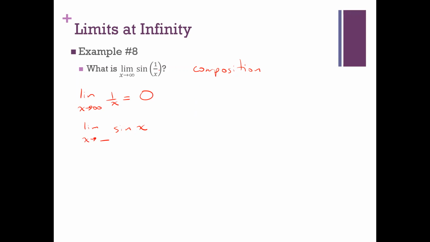So bottom line, let's just peel the onion. I care about what happens when x gets really, really big, right? But when x gets really, really big, what happens to 1 over x? Smaller and smaller and smaller, approaching what? 0. So then I can reframe this as the limit as x approaches 0 of sine of x.